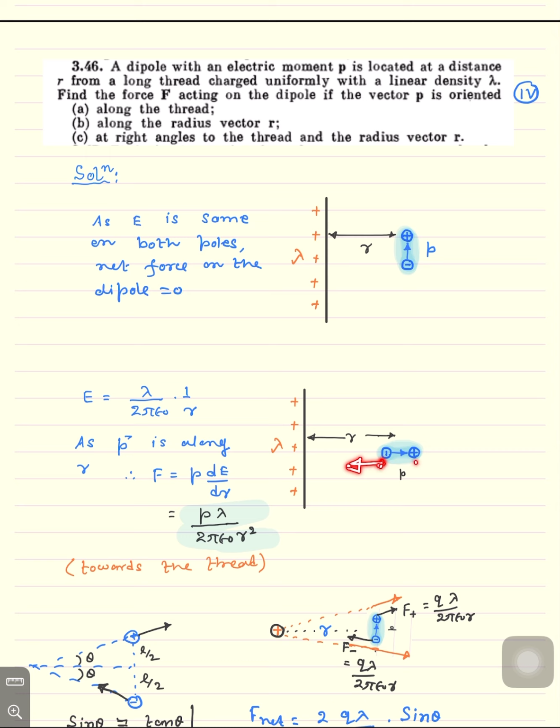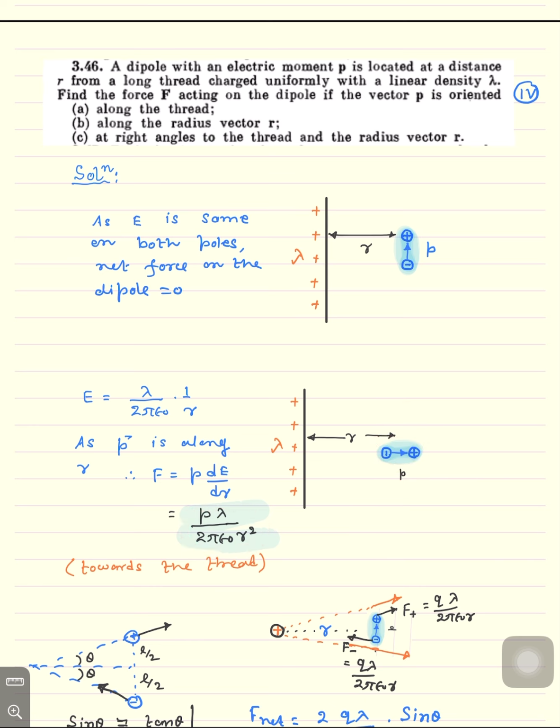The positive charge is away from the thread, so it will experience a force to the right because the field is to the right and the charge is positive, but the field is lesser here, so this force is lesser. This one is larger, so there will be a net attraction. So this will be the force towards the thread.